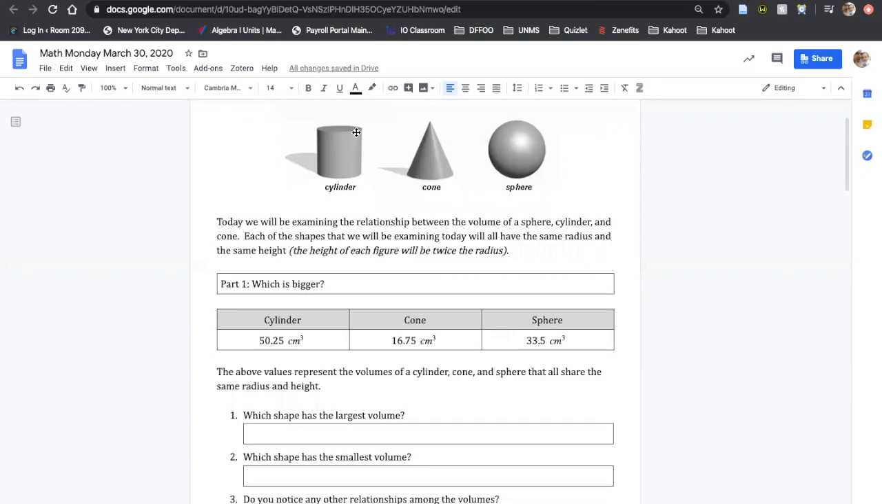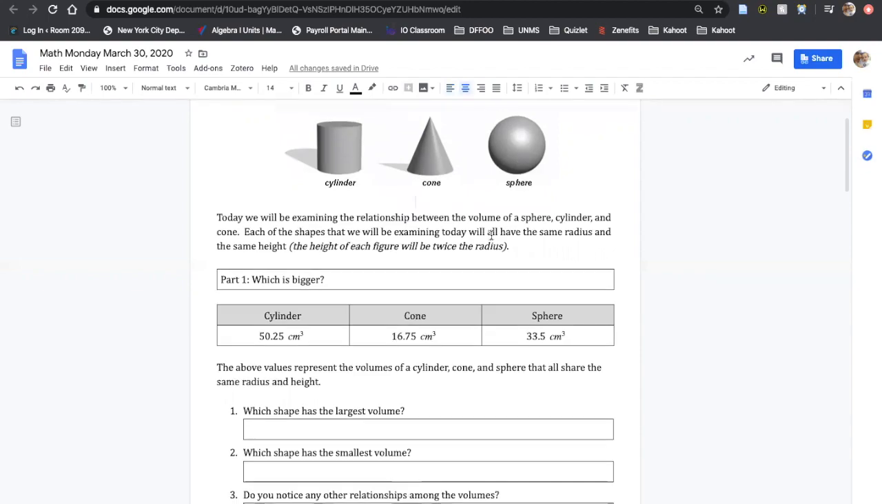So for example, let's say that the radius of this cylinder here was 2 centimeters. That means that the radius of the cone here is going to be 2 centimeters. The radius of the sphere here is also going to be 2 centimeters. So they're kind of related, right? Also, we're going to say that they have the same height. So if this had a height of, say, 6 centimeters, this one here would also have a height of 6 centimeters, and this one here would also have a height of 6 centimeters, okay?